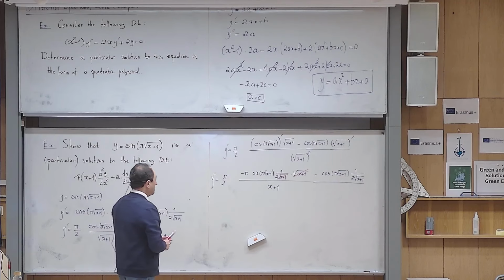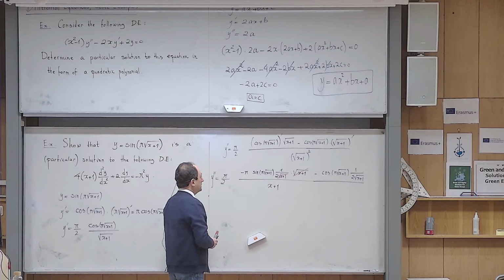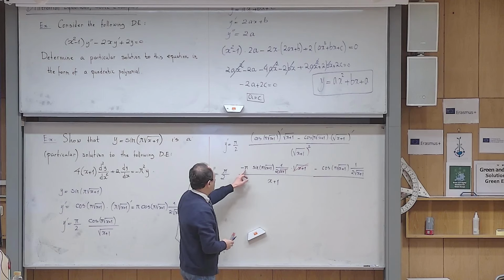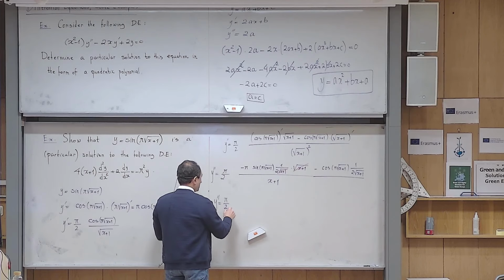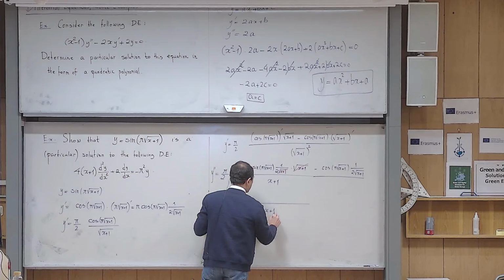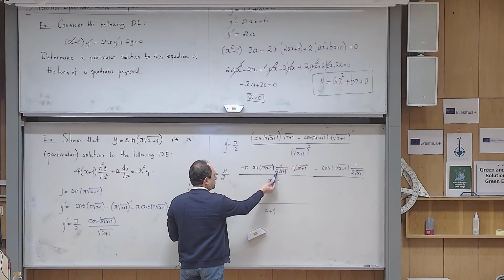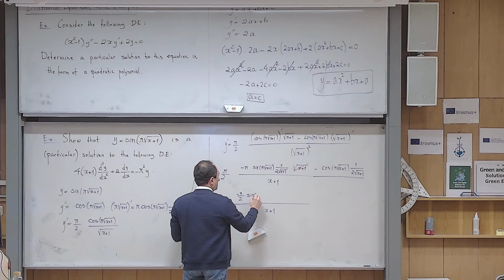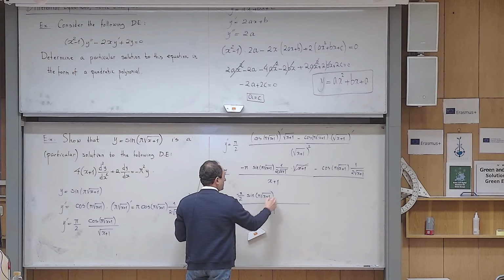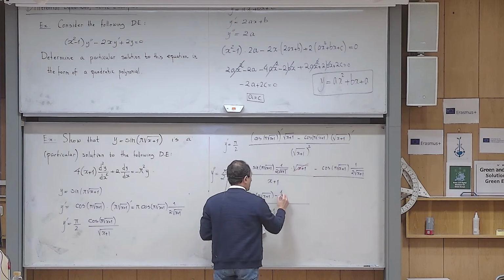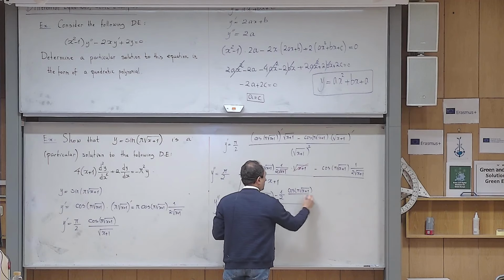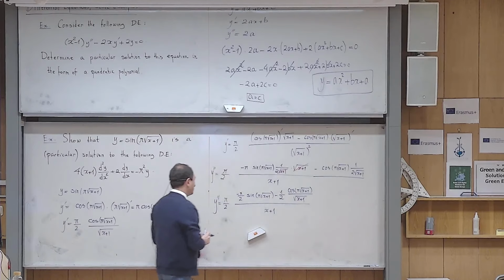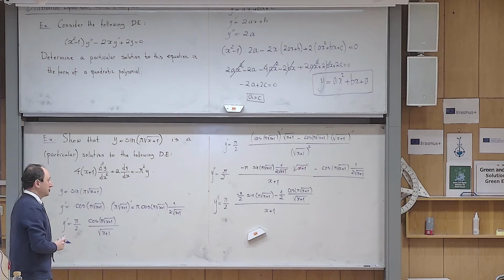Okay, so what can I do now? I have a factor of minus pi over 2. Let me write it in front of your eyes. So this becomes pi over 2. The denominator is just x plus 1. Here I have a minus pi here and a 2 in the denominator here. So it becomes minus pi over 2. And that is sine pi square root of x plus 1. And then here I have a factor of 1/2, and then I have cosine pi square root of x plus 1 over square root of x plus 1. Do you agree?